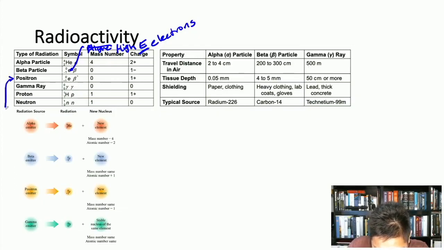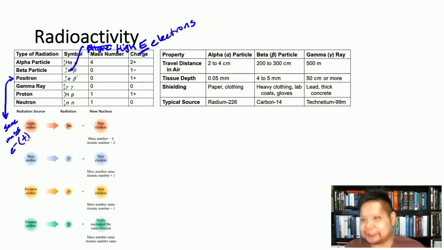Right there, positron. And what is a positron? It's literally the same mass as an electron, but it has a positive charge. So basically it's an electron with a positive charge. Kind of weird, right? But that's what a positron is.